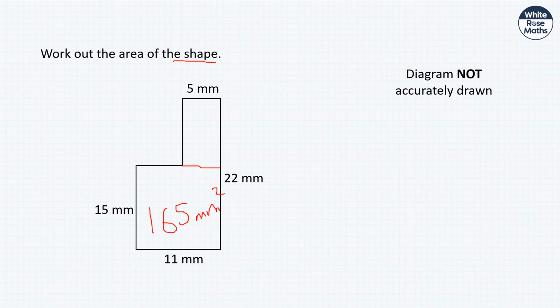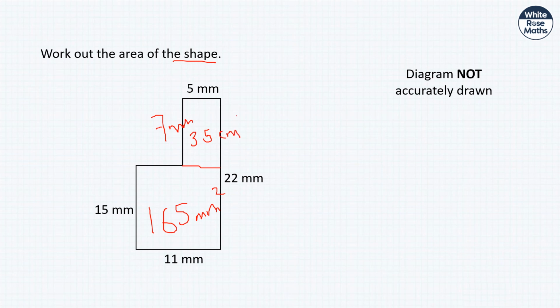And then this one, it'll be 5 by what? Well, this is 15. That's 22. So 15 plus what is going to be 22. 15 plus 7 is going to be 22. Okay, 7 times 5 will equal 35 centimeters squared.